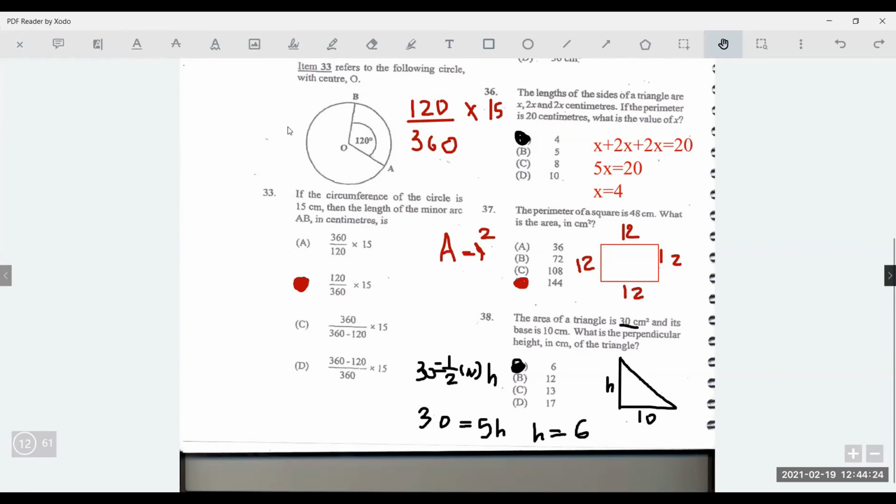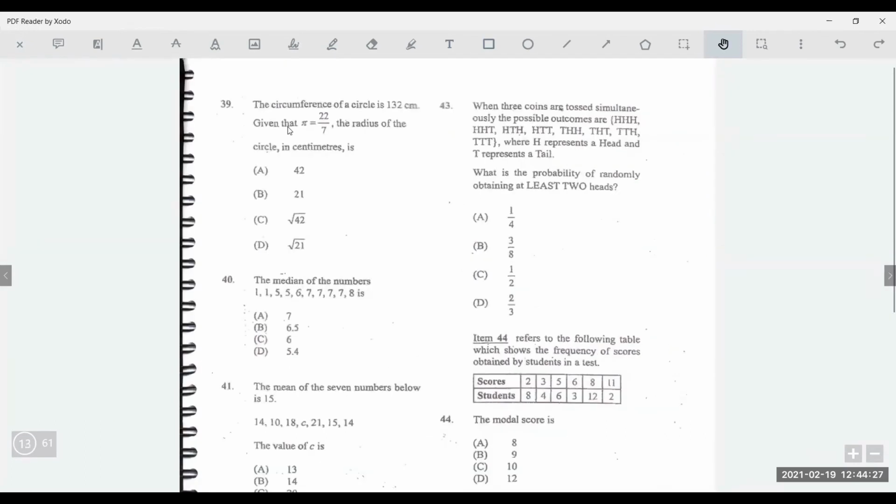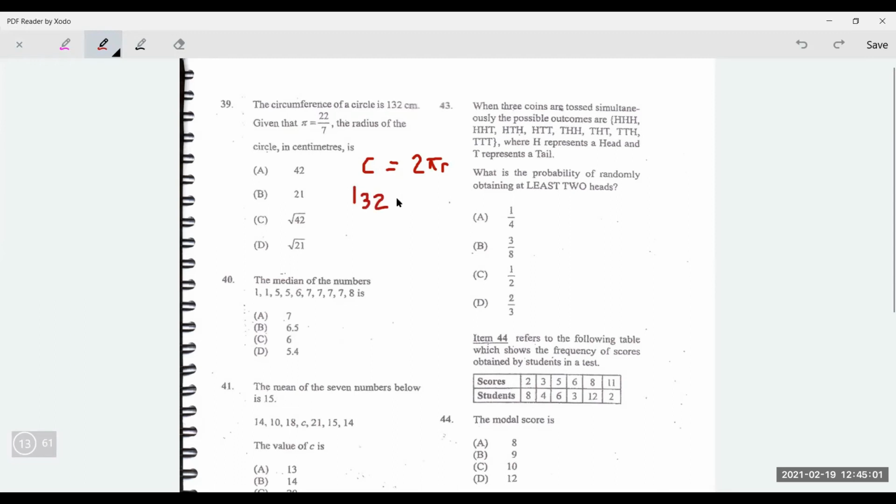Question 39. Question 39 says the circumference of a circle is 132 centimeters. Given that pi is 22 over 7, then the radius of the circle in centimeters is... So a circle has this for the circumference. But what is circumference? The perimeter, and the circumference is 2 pi r. Now what is the circumference? The circumference is 132. So 132 is the circumference, and that's equal to 2 pi r.